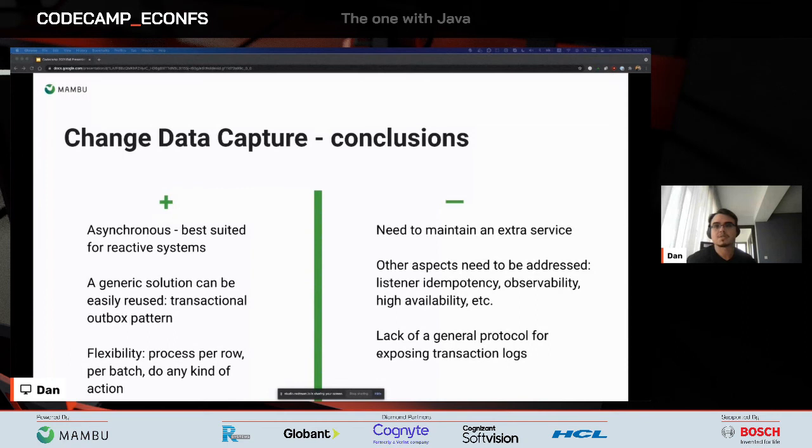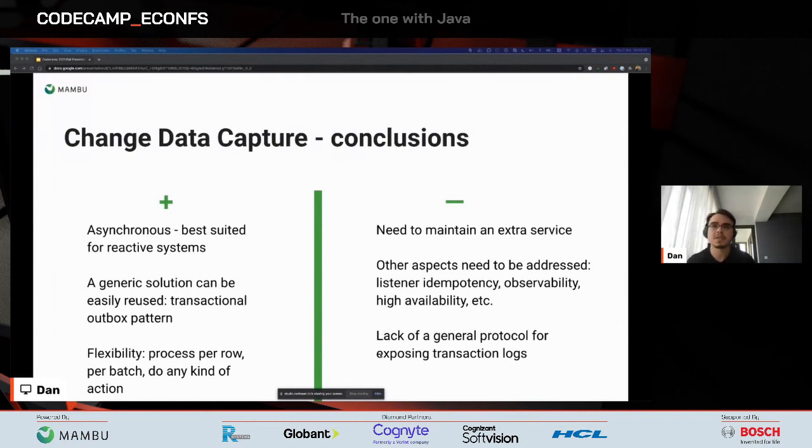The not so nice parts, or parts which would provide a little bit more work, of course, we need to maintain an extra service and we need to maintain it in production. So we need to take care of observability, availability, scalability, and all the other aspects, to call them so. And then there's one more topic, which might not affect you, but in case you will ever end up in the situation, it's good to keep in mind.